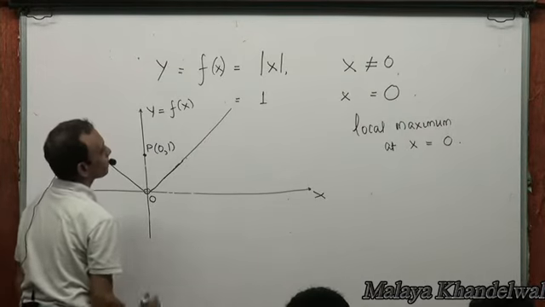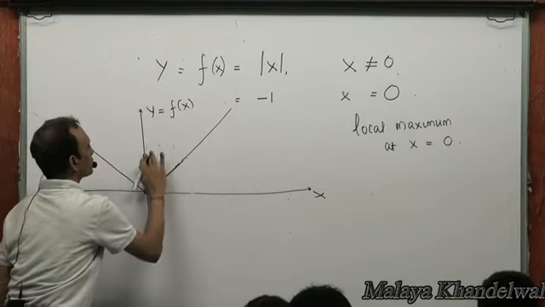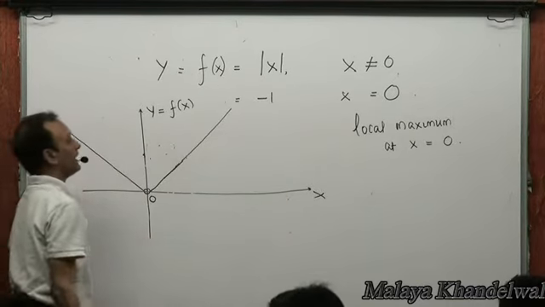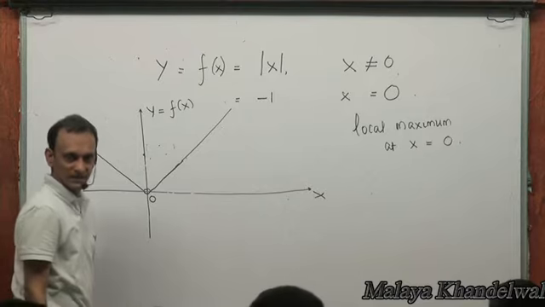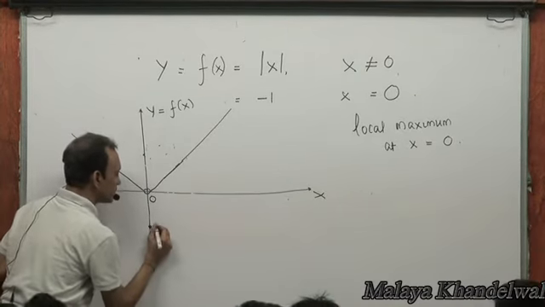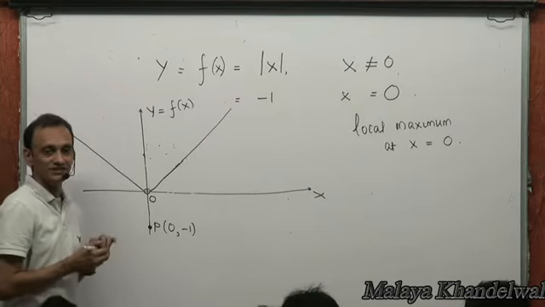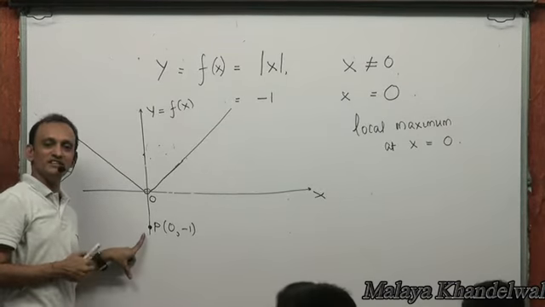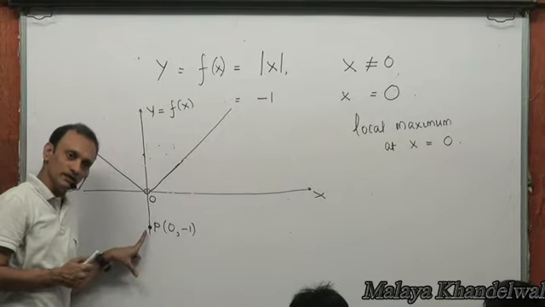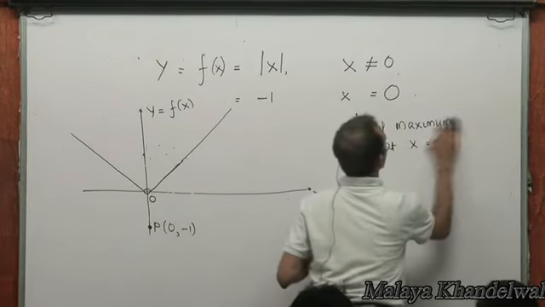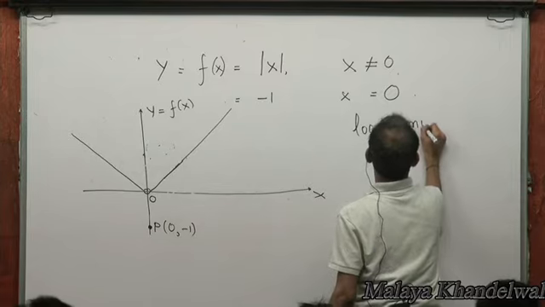Suppose I say this is minus 1. Look, at x equal to 0, the function has a value equal to minus 1. That means the point (x = 0, y = -1) is a point on the graph of the function. Then what does it have at x equal to 0? A local minimum. Right? It has a local minimum at x equal to 0.